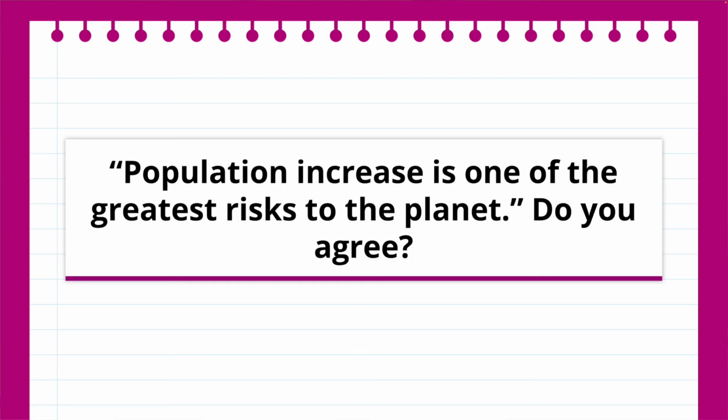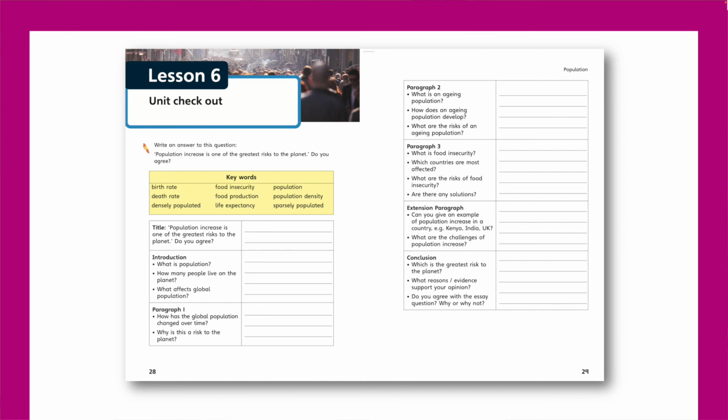And the final lesson, lesson 6, gives pupils the statement, population increase is one of the greatest risks to the planet. Do you agree? Pupils will apply all of their knowledge about growing population and the challenges this presents, alongside their own judgment of how able we are to meet these challenges. A vocabulary bank and planning strip is provided to support pupils with this.